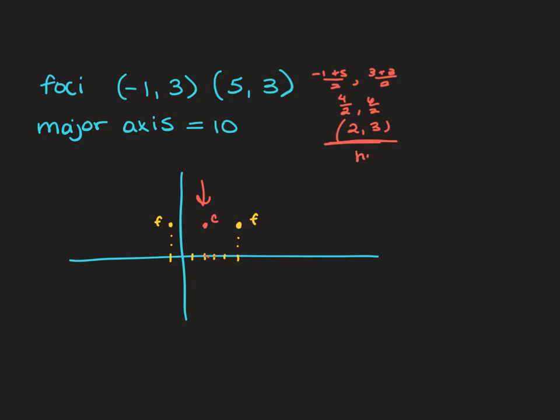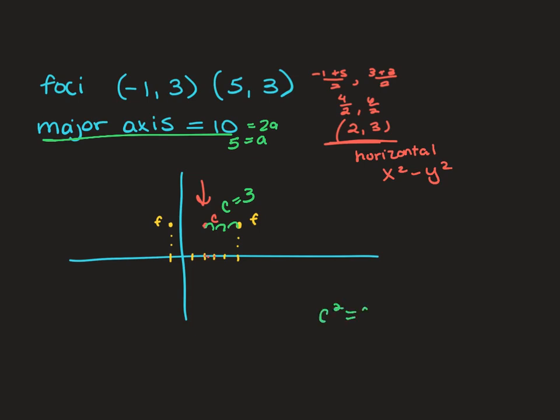I know that it's horizontal, so I know it's an x squared minus a y squared, and that the x is going to get the a. I also know that, 1, 2, 3, c is 3 because it's the distance from the center to the foci. Then the major axis is 2a, so a would be 5. Now I've got a and I've got c. The only thing left to get is b.